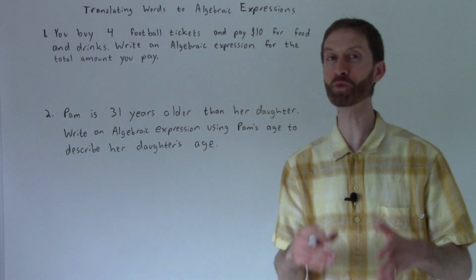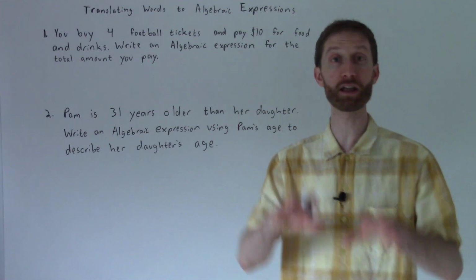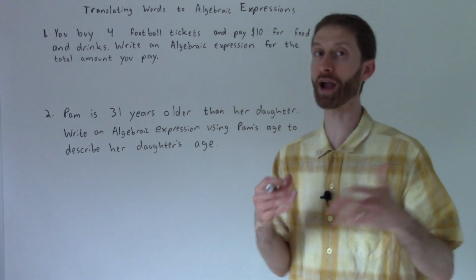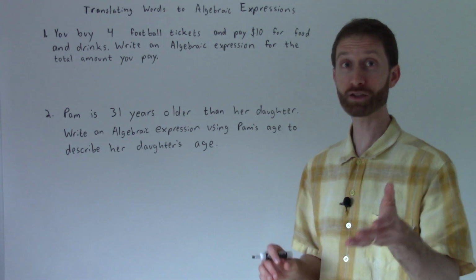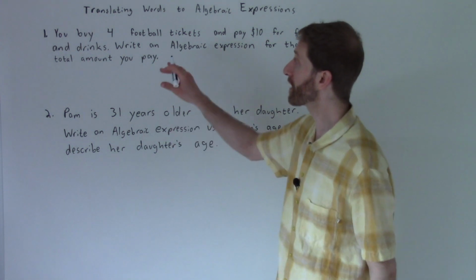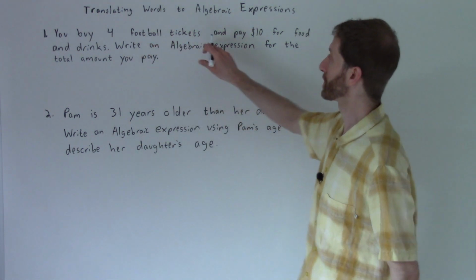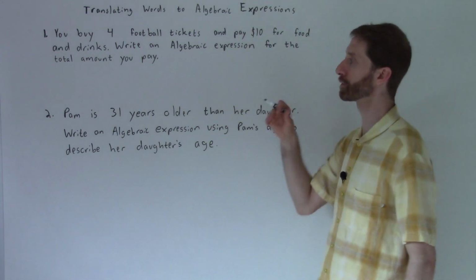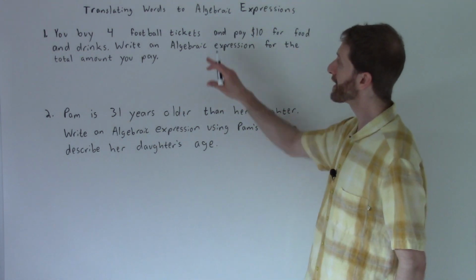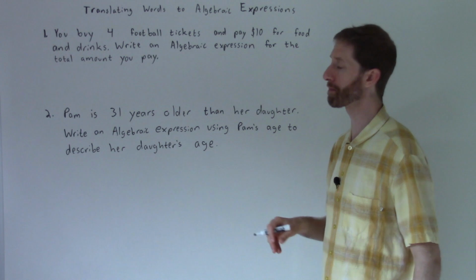In these problems, we are ready to rock translating full sentences into much simpler algebraic expressions. Let's rock and roll with it. So it says, you buy 4 football tickets and pay $10 for food and drinks. Write an algebraic expression for the total amount you pay.